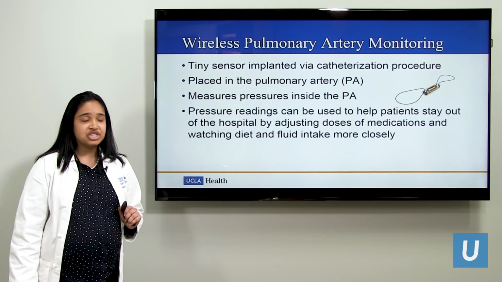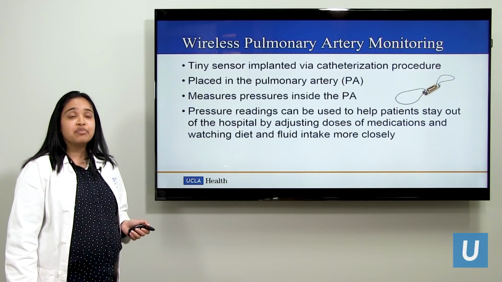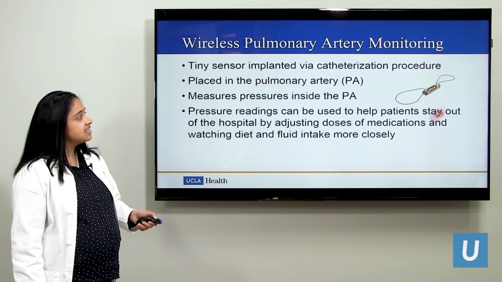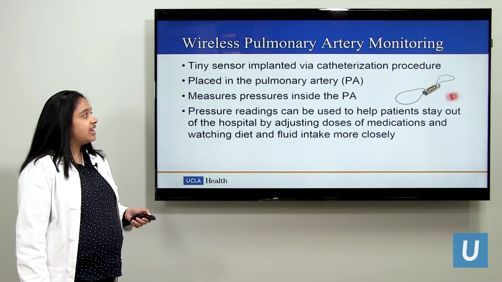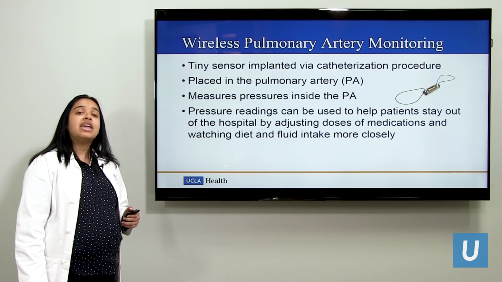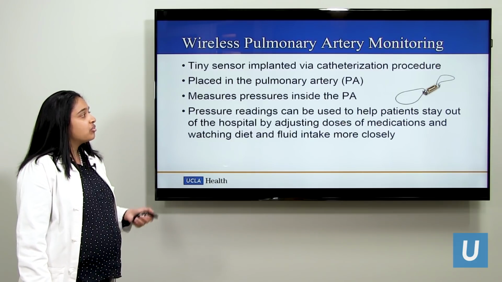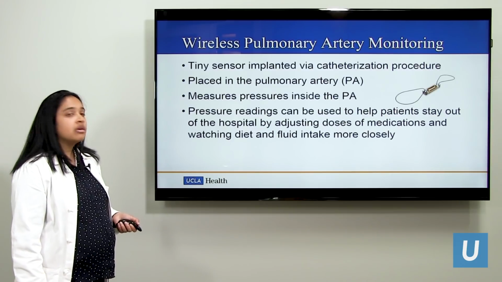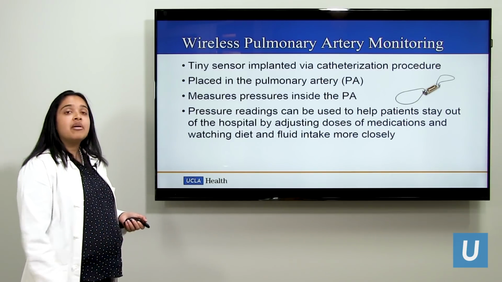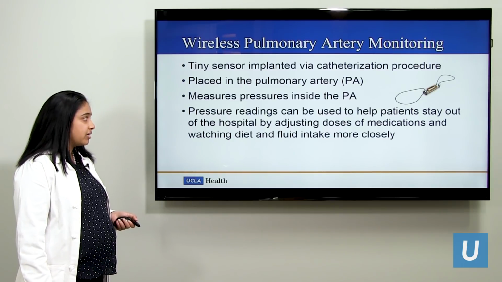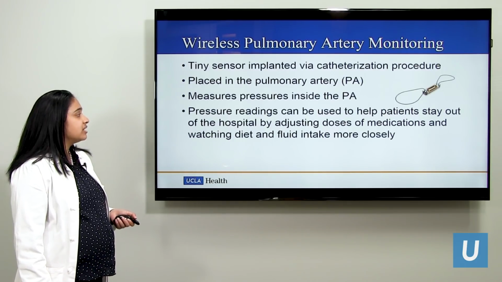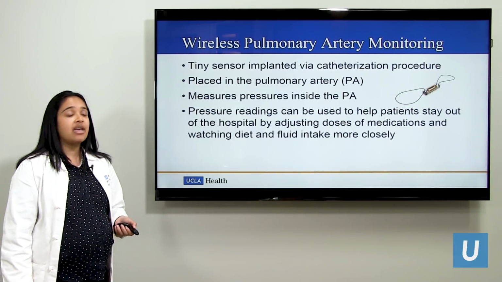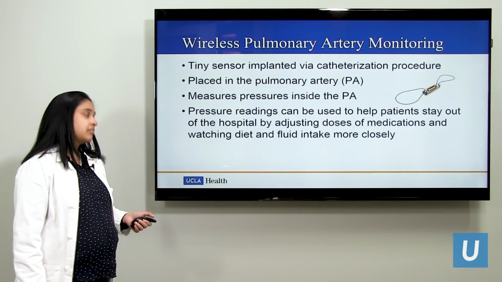Another type of new technology that we may use is called a wireless pulmonary artery monitor. This involves using a tiny sensor implanted via catheterization procedure into the pulmonary artery. Once the sensor is implanted, it measures the pressures inside the pulmonary artery. These consistent pressure readings can be used to help patients stay out of the hospital by allowing the healthcare team to adjust the doses of medications and instructing the patient to watch their diet and fluid intake more closely.